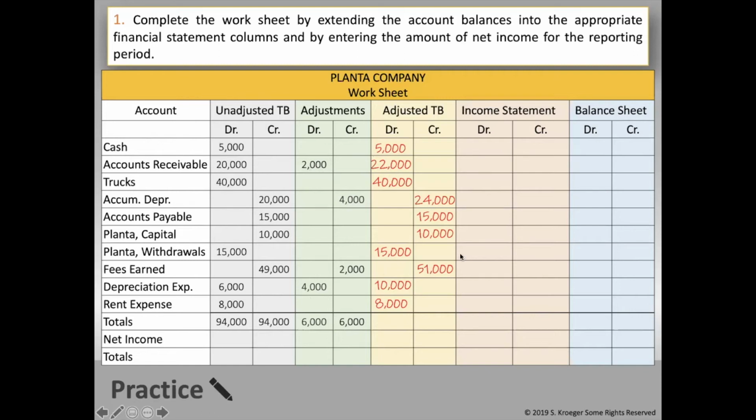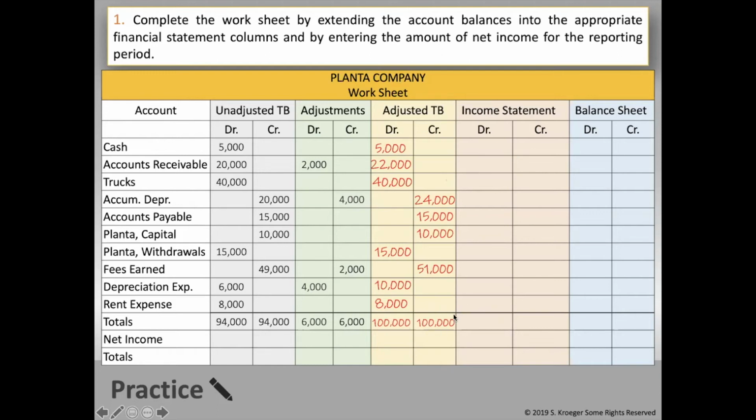After we fill in the adjusted trial balance, we add the debit side and we add the credit side. They should equal, otherwise there's an issue. When I add up the debits, I get 100,000. When I add up the credits, I get 100,000 as well. They equal, we're happy, and we move on.